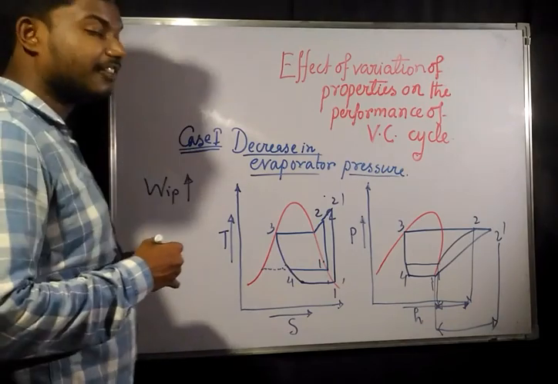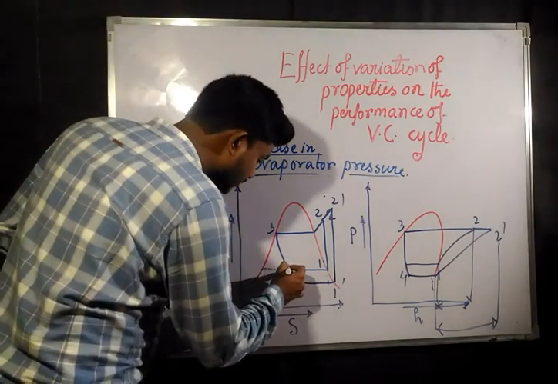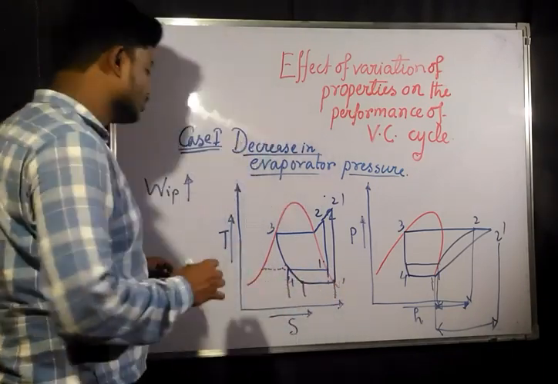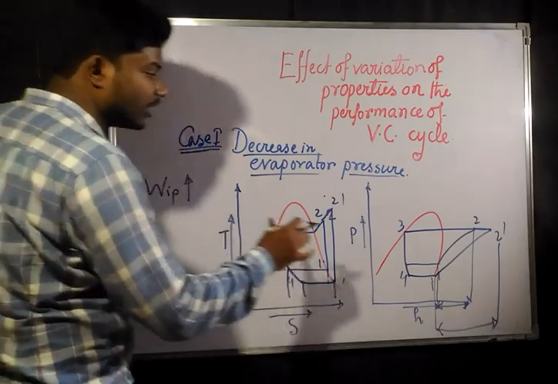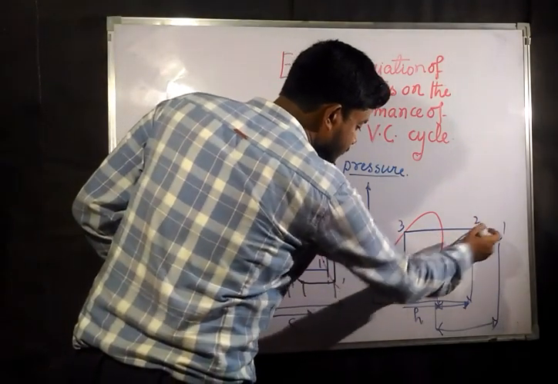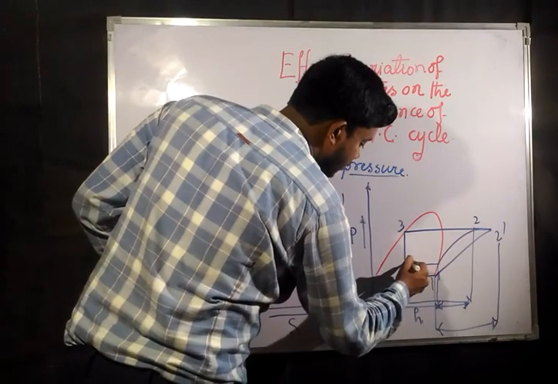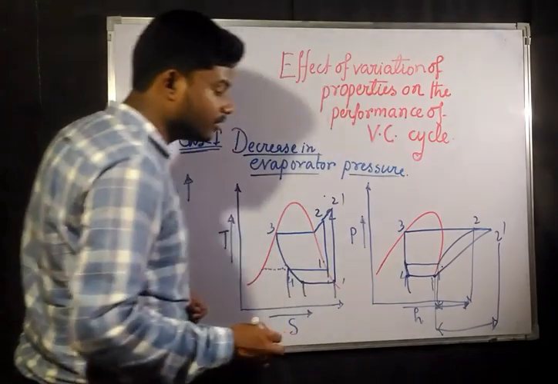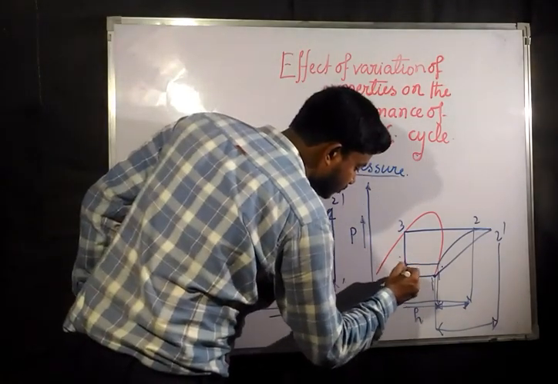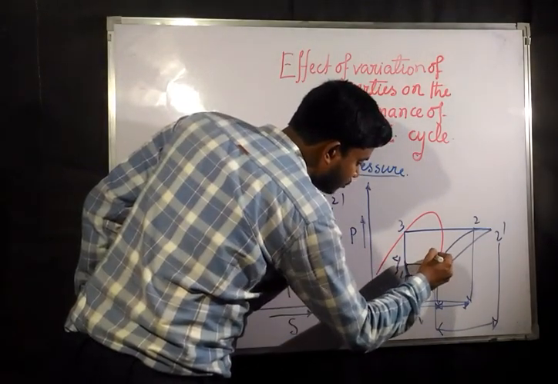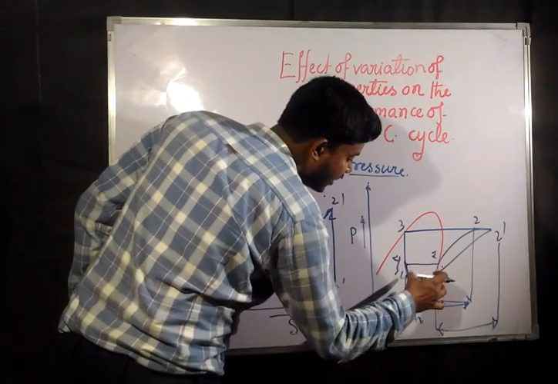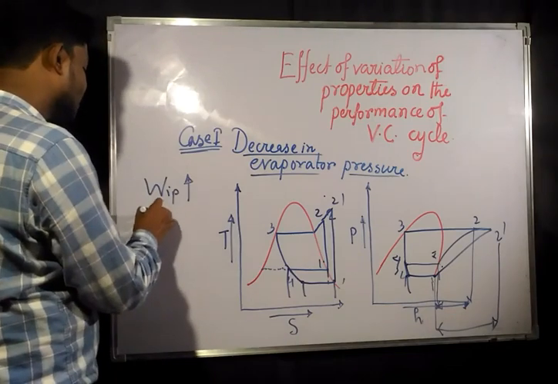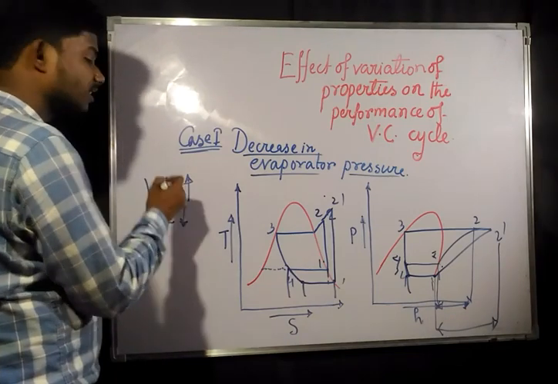And what about the refrigeration effect? Previously it was from here to here. Now it has decreased from here to here. Again, if you can see the refrigeration effect, previously it was from here to here. Now it has decreased from here to here. Suppose this is 4 dash, this is 4, and this is 1. So 4 to 1 is bigger than 4 dash to 1 dash. That means whatever refrigeration effect was there is now decreasing.